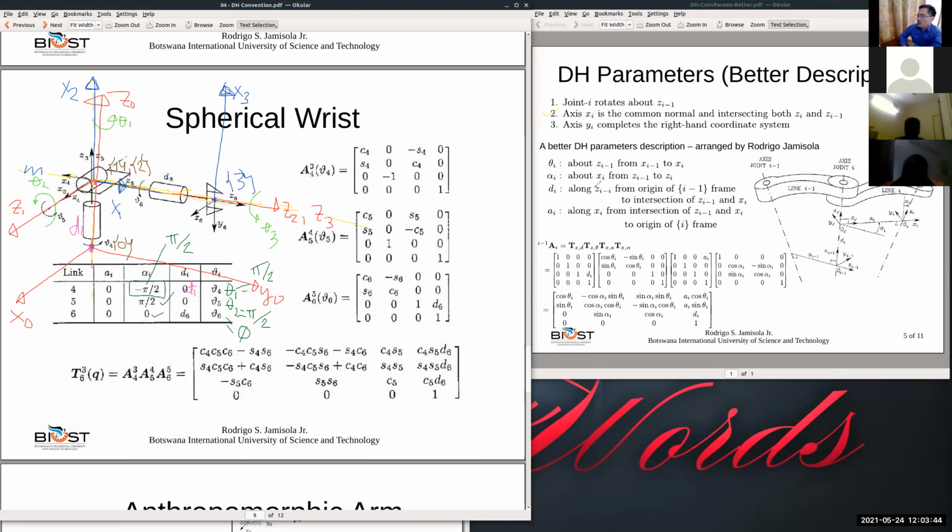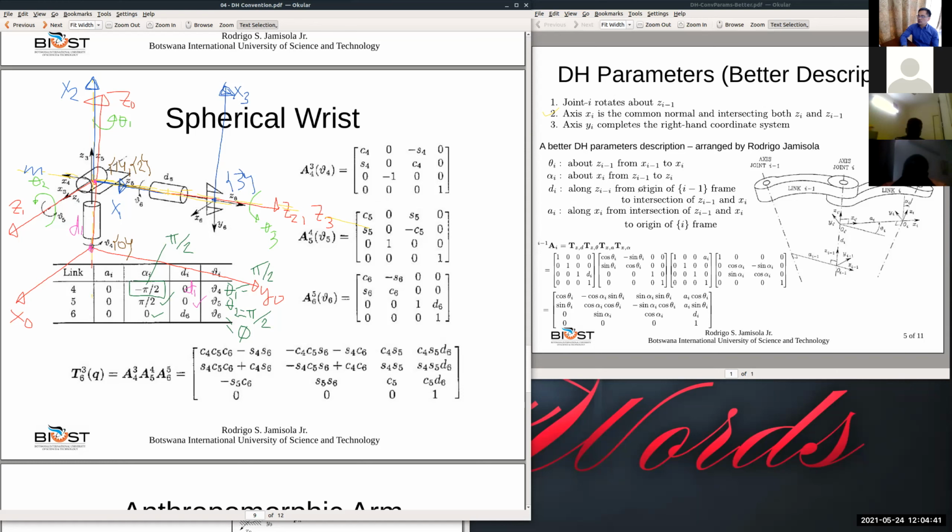Next, D2, so along Z1. So where is Z1? Here. Along Z1 from the origin of frame 1. So origin of frame 1 is there to the intersection of Z1 and X2. Z1 and X2 intersection is there. They're coincident. This is the one, and the origin of frame 1 is there. So they're coincident, so that is 0. So D2 along Z1, origin of frame 1 to the intersection of Z1 and X2, they are coincident. So D2 is 0.